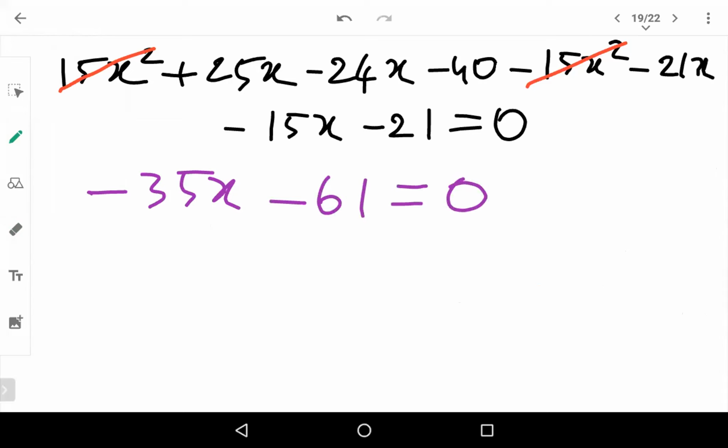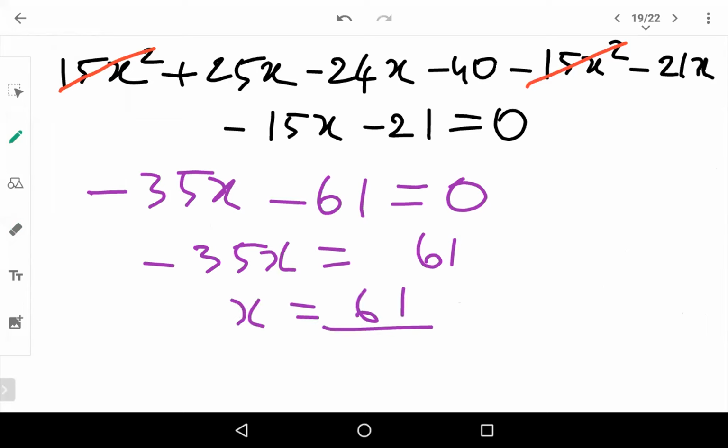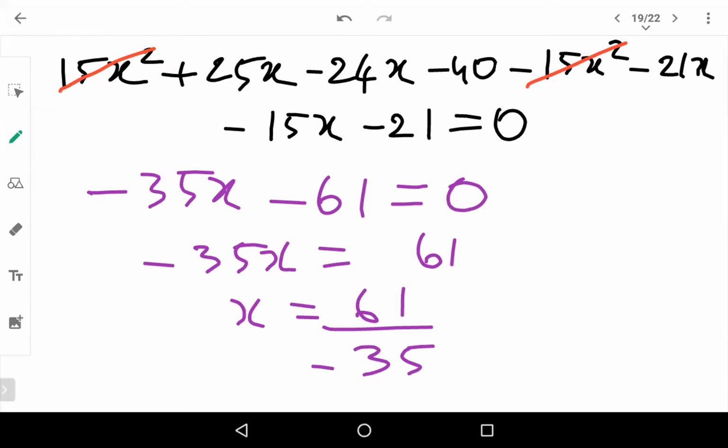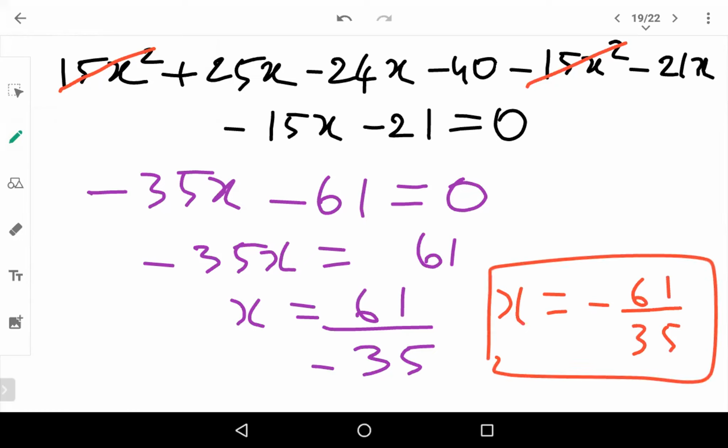So I can take 61 to the other side. So minus 35x is equal to minus 61 will become plus 61. Correct? Minus 61 will become plus 61. Now my next step is x is equal to 61 by 35, but 35 is minus. So you can make that minus common. So x is equal to minus 61 by 35. Write this minus in the center, so it applies to everything. So x is equal to minus 61 by 35.